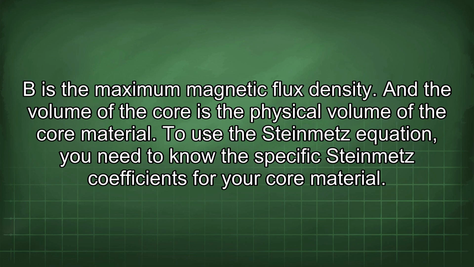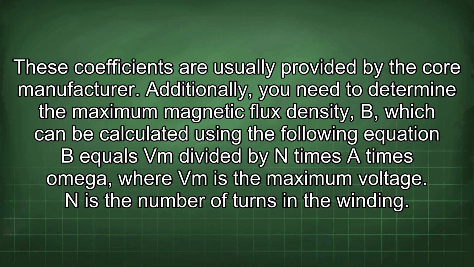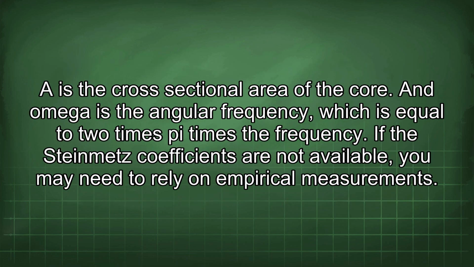To use the Steinmetz equation, you need to know the specific Steinmetz coefficients for your core material. These coefficients are usually provided by the core manufacturer. Additionally, you need to determine the maximum magnetic flux density B, which can be calculated using the following equation: B equals Vm divided by N times A times omega, where Vm is the maximum voltage, N is the number of turns in the winding, A is the cross-sectional area of the core, and omega is the angular frequency, which is equal to 2 times pi times the frequency.